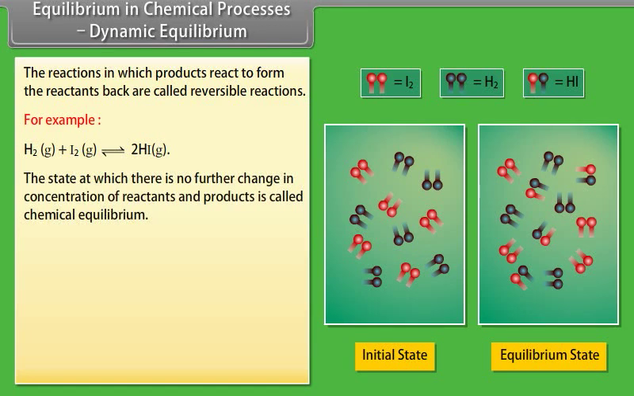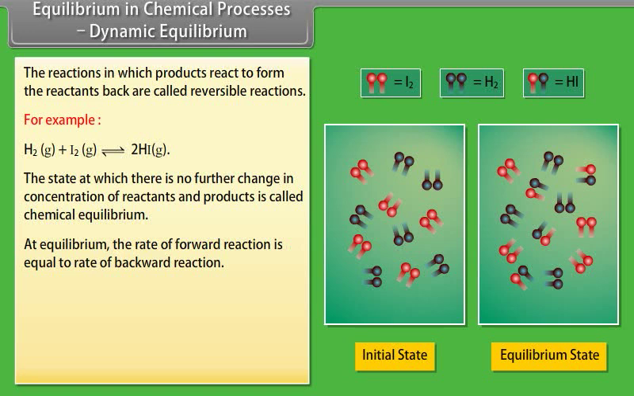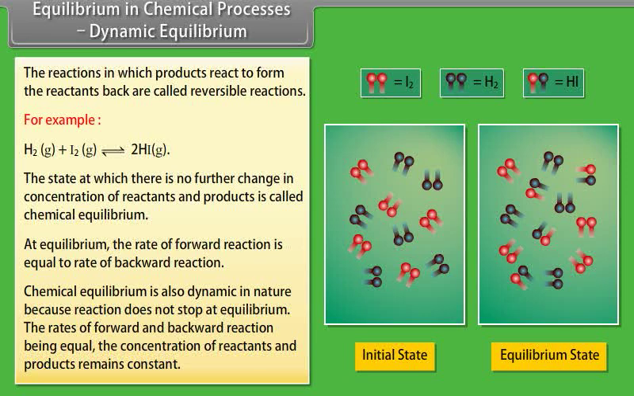The state at which there is no further change in concentration of reactants and products is called chemical equilibrium. At equilibrium, the rate of forward reaction is equal to the rate of backward reaction. Chemical equilibrium is also dynamic in nature because the reaction does not stop at equilibrium. The rates of forward and backward reaction being equal, the concentration of reactants and products remains constant.